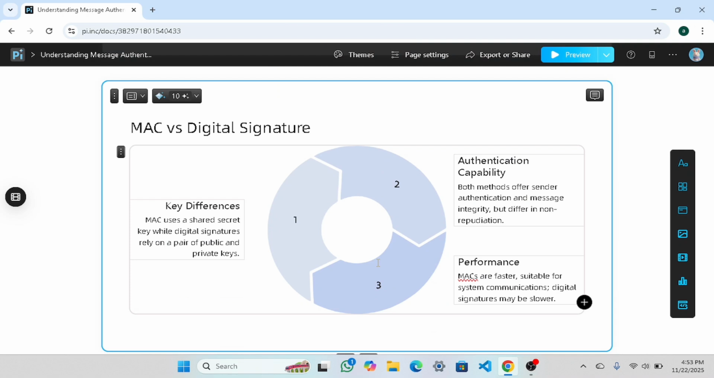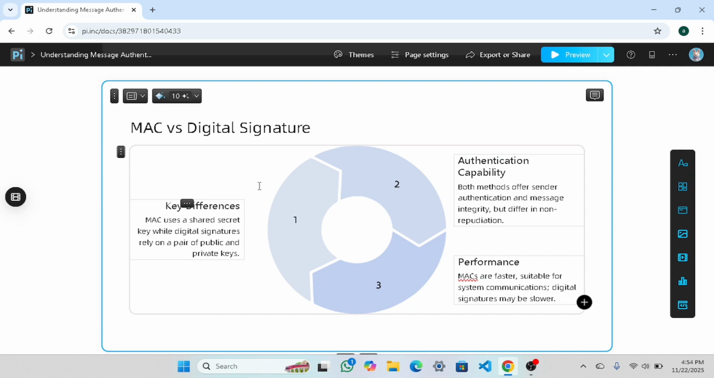Now what is the difference between MAC and digital signature? For example, moving towards the key. In MAC there is a secret shared key. In digital signature there are two keys, public and private. Then authentication and integrity are features that both MAC and digital signatures have. Non-repudiation: for MAC, no. For digital signature, yes, it has this feature. Speed: MAC is faster than digital signatures.